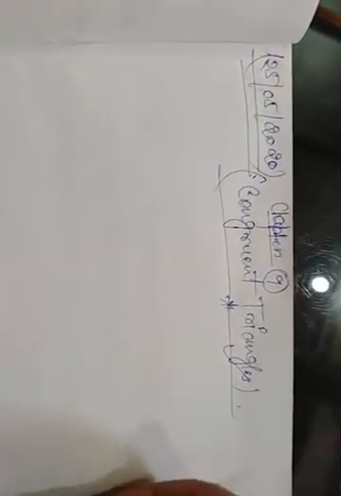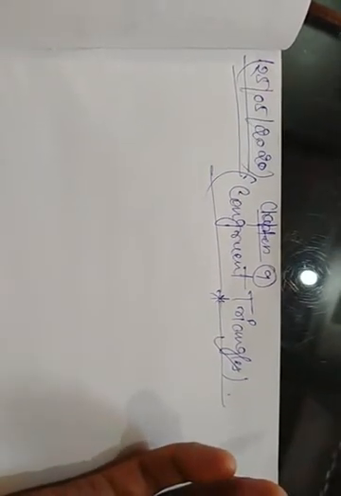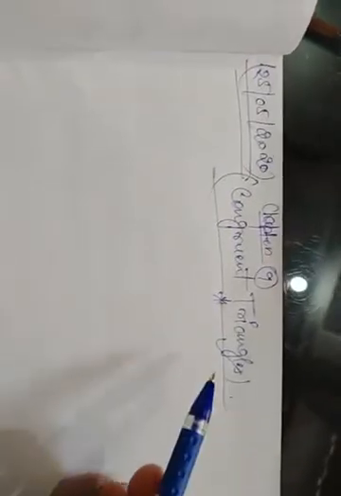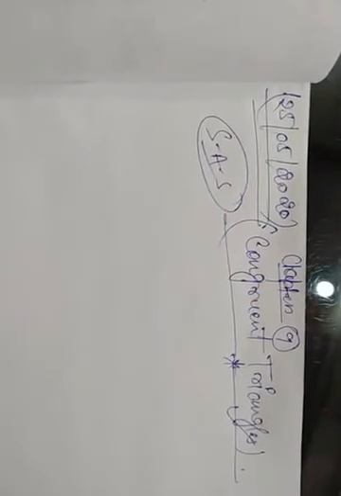In previous class, we discussed the new chapter, congruent triangles. We discussed what congruent figures are, and we discussed a theorem based on congruency, that is the side angle side congruence criterion. We discussed and proved the SAS theorem.